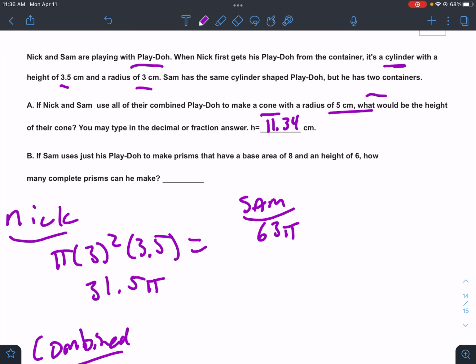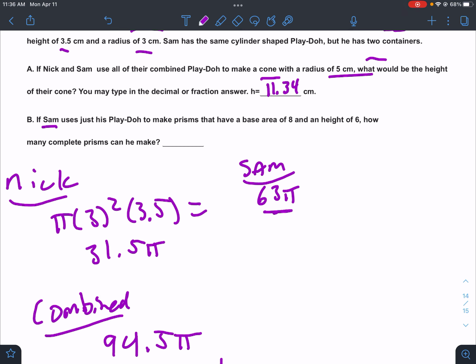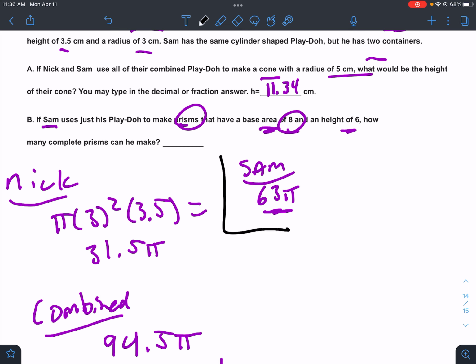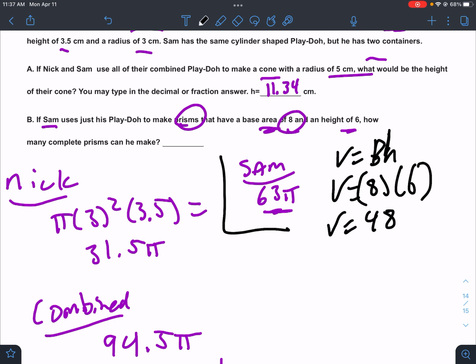Okay. If Sam, here's Sam, uses just his Play-Doh to make prisms that have a base area of 8 and a height of 6, how many can he make? So just Sam. So prisms are volume equals area of the base times the height. So he's saying that his prisms would have a base area of 8. We don't even care what shape it is. We know the base area. It's 8. And a height of 6. So that is 48. That means the volume is 48.